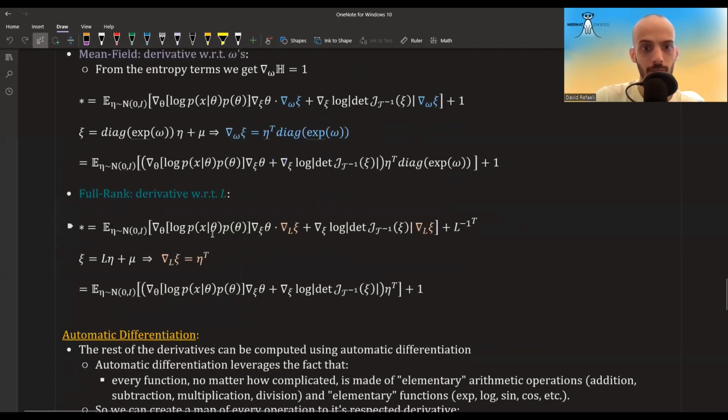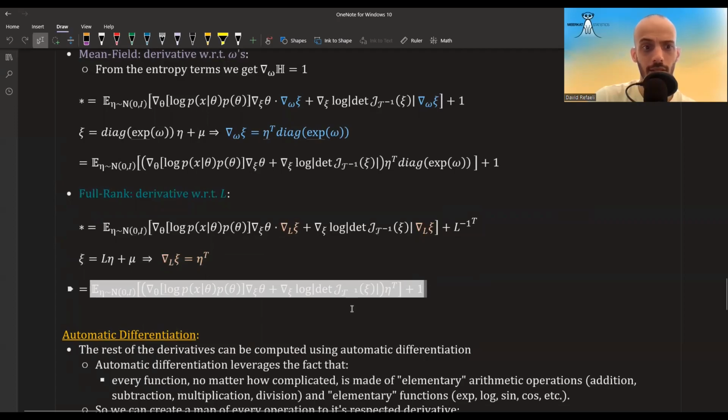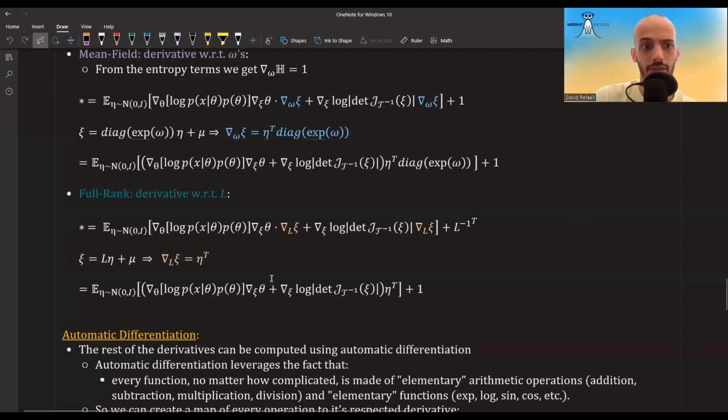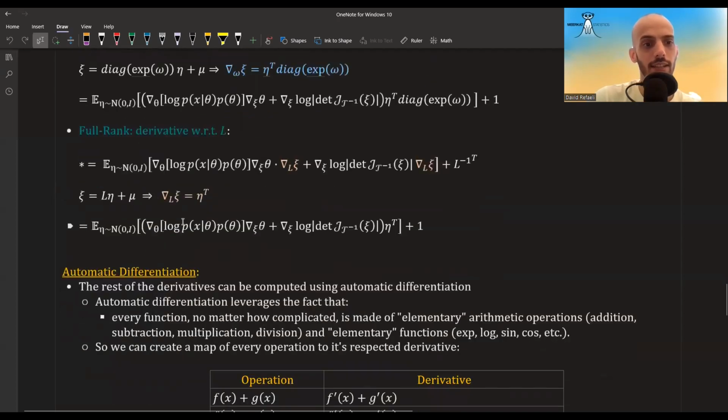For the L, we do the same thing. We saw that this is for the entropy. The derivative of this is just eta transpose. And this is what we get for the derivative of the full rank version of the Gaussian. So we reached here, but from this point on, we will use automatic differentiation.